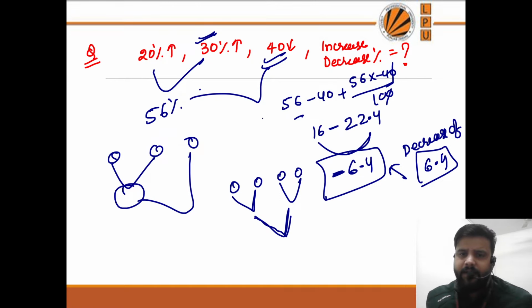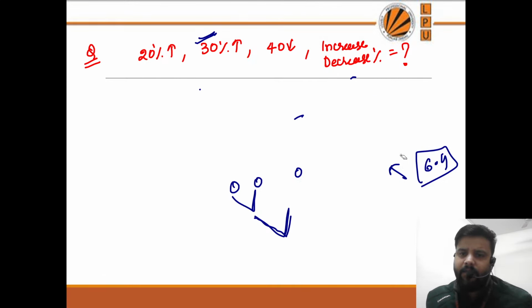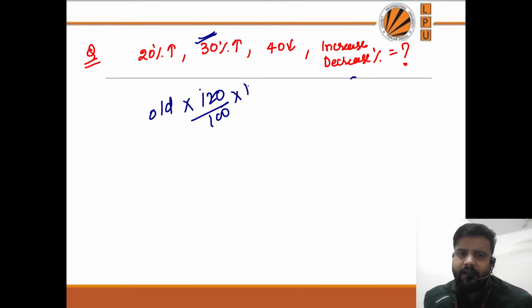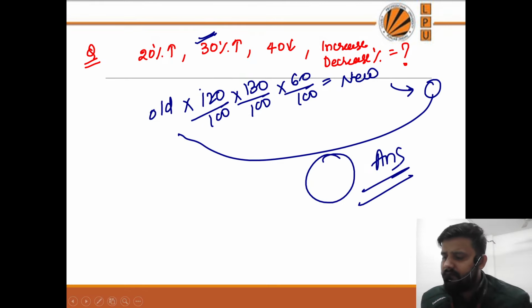And the same question you can do directly also, without taking 100 or that formula. For that you will be writing old value multiplied by 120 by 100, then 130 by 100, then 40% is a decrease, so I will be writing 60 by 100. Then you will arrive at your new value. Whatever value you get for the new value, you subtract it from the old value, then you will arrive at the final increase or decrease percent. That would be the answer for this question.